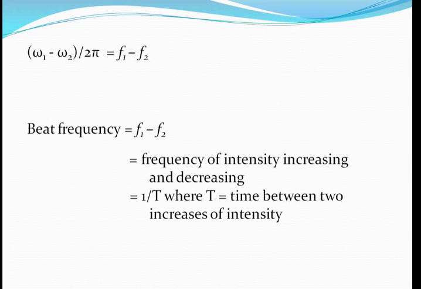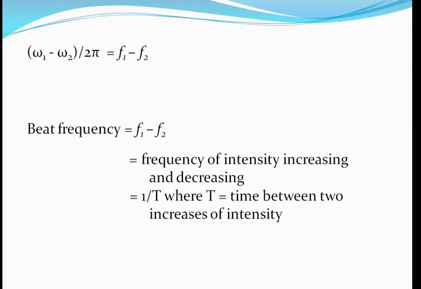It is the number of times the intensity reaches its maximum value in 1 second. It is also the number of times the maximum value of amplitude equal to a1 plus a2 is attained in 1 second. The beat frequency is also equal to 1 by T, where T is the time between two increases in intensity.